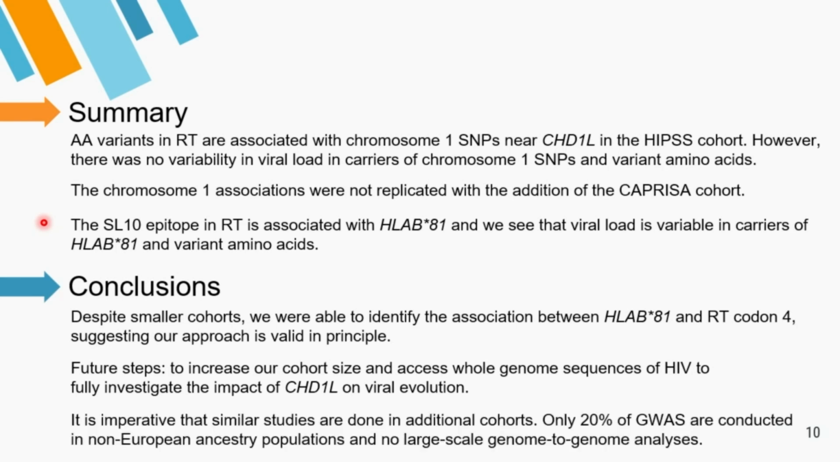And then in more of a broad sense, it's imperative that similar studies are done in additional cohorts. So only 20% of genome-wide association studies are done in individuals of non-European ancestry, even less so for individuals of African ancestry. And also there's been no large-scale genome-to-genome analyses. And so moving forward, it's really important that we get more representation from these populations that are most impacted by HIV.